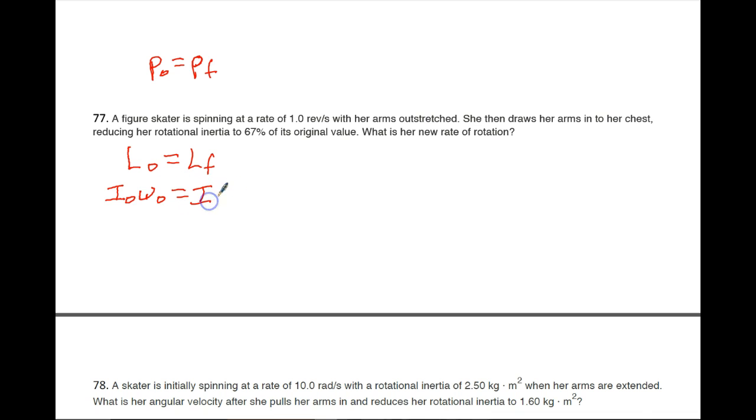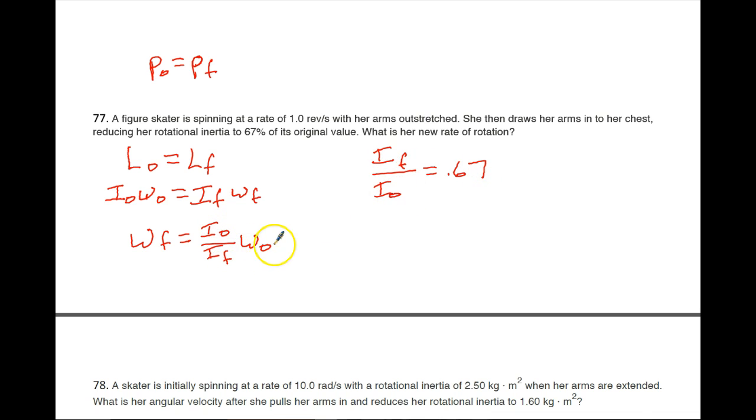And that's equal to the final angular moment of inertia times the angular speed. We want to find out what is omega F, and so that's equal to I O over I F, times omega O. Now, we also need to recognize it says that the ratio between the two rotational inertias here, I F over I O, is equal to 0.67. So if I F over I O is 0.67, I O over I F is going to be the inverse of that.